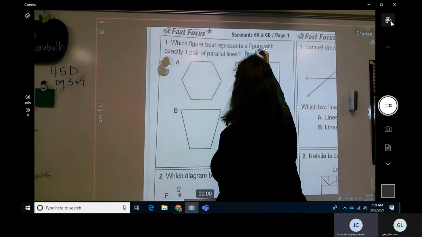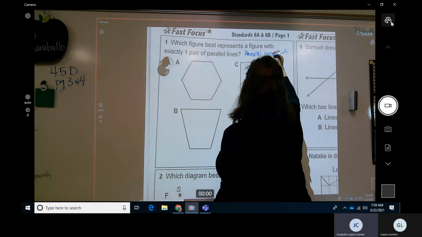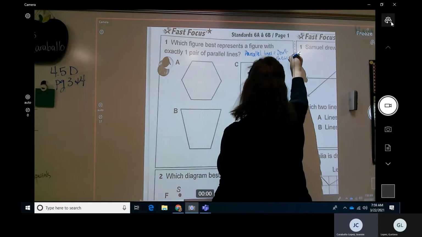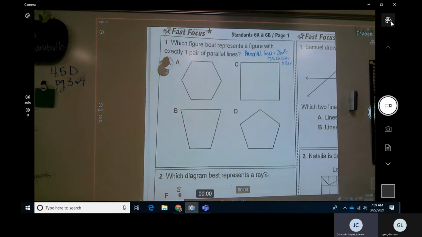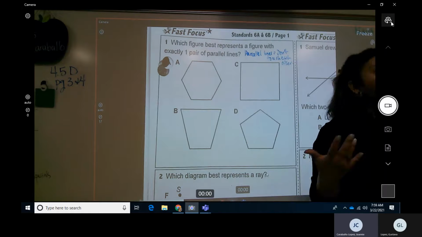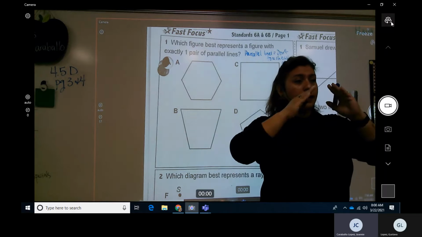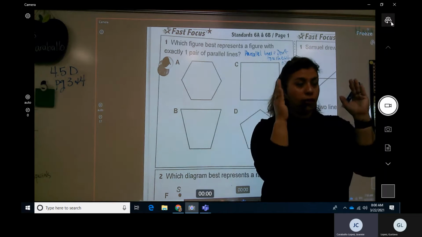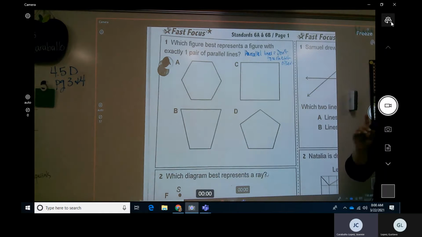Parallel lines, you said, don't touch each other, right? Okay, so parallel lines do not touch each other. So which figure do you think this could be, Allison? First of all, if I'm not sure, what's the first thing I should do? I should go ahead and make my parallel lines and see what they look like, right? Are my lines like this? How are my lines? They're straight like this, right?